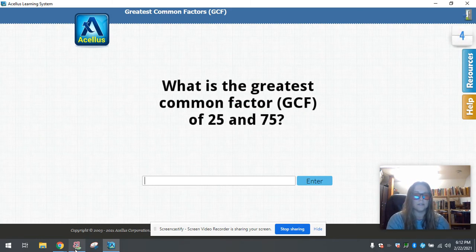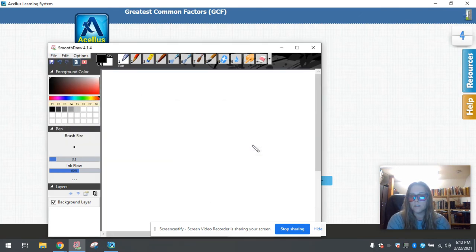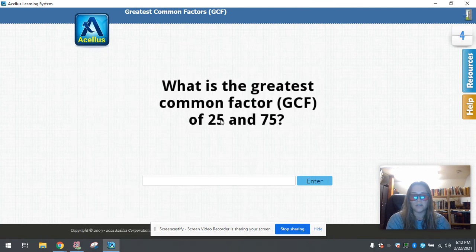Okay, 25 and 75. Here, I'm going to cheat. If you know that the smaller number fits evenly into the larger number, that's your greatest common factor. I know 25 fits into 75, and you're not going to find a larger number than 25 that fits into 25. So 25 is going to be my answer. If I wanted to, I could make factor trees. But if you've got the mental math down, then go ahead and skip that part.